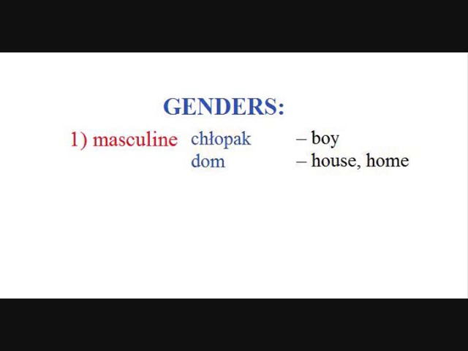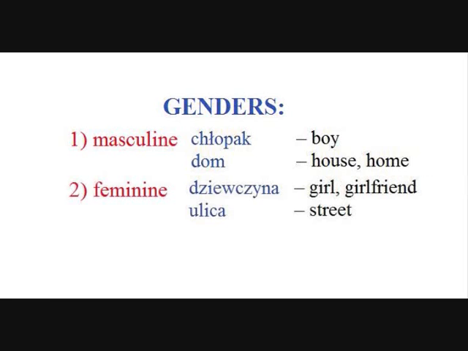The first one is masculine gender, as chłopak, boy, or dom, house. Masculine nouns usually end in a consonant. Let's get to the second gender. It's feminine. For example, the words ulica, street, or dziewczyna, girl, girlfriend. Both of them finish with a. They are feminine then. There's a very important exception, though, the word mężczyzna, that finishes with a, but is of masculine gender. It's a man.